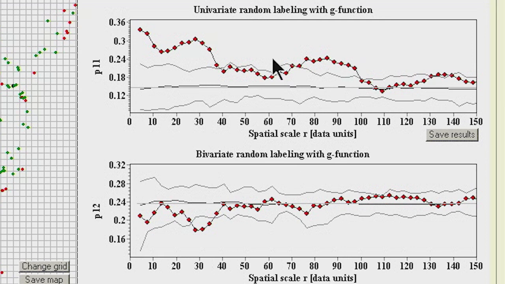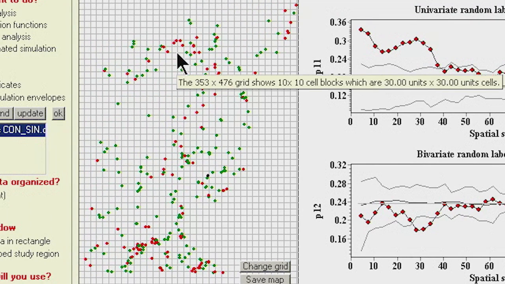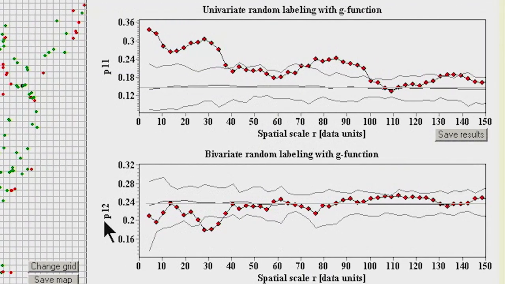So this would be the univariate one. And you see there's a very strong aggregation. And you see this also a bit here. For example, here, that means the droppings with the seeds are quite aggregated here, and there's also some aggregation here.